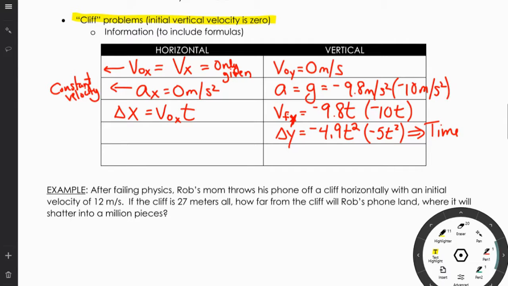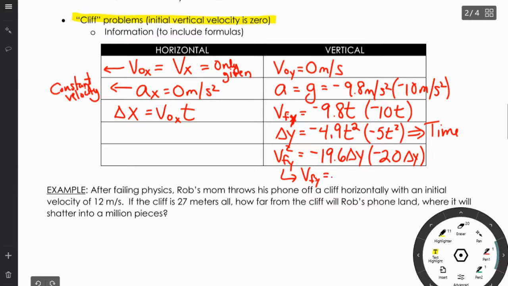And then you have that other formula to find the final velocity in the y direction. It's going to be negative 19.6 delta y. Or again, if you're using 10, it's going to be negative 20 delta y. And notice that's going to be VF squared, so if you want to find VFY, you have to take the square root of that.